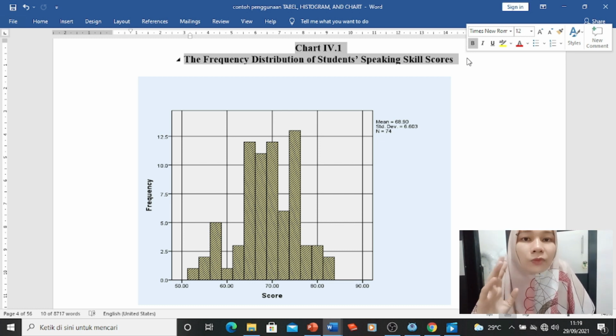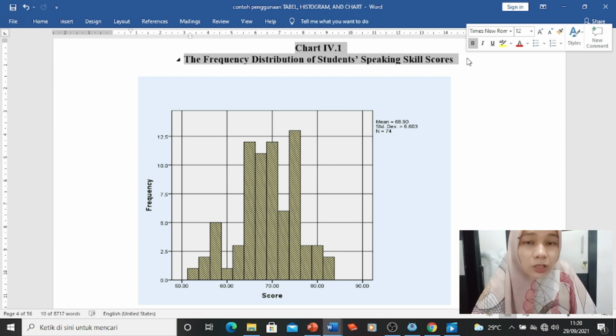So do not ever forget to let your listeners or your readers know what the chart is actually about. Start with the title or inform them what the chart is about. And this is very important, to name your chart with the main information in the chart itself. So the name or the label of your chart should represent the information in your chart.